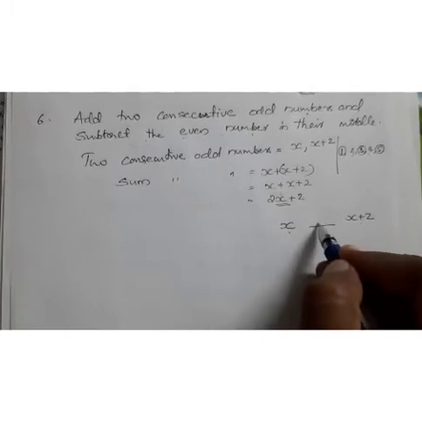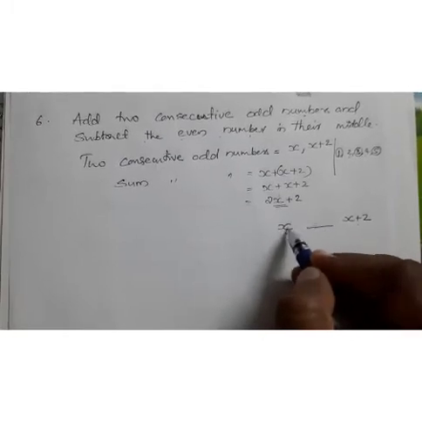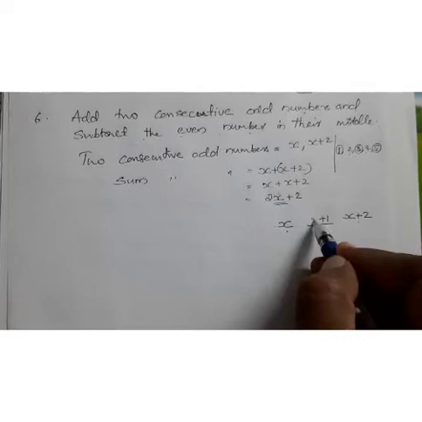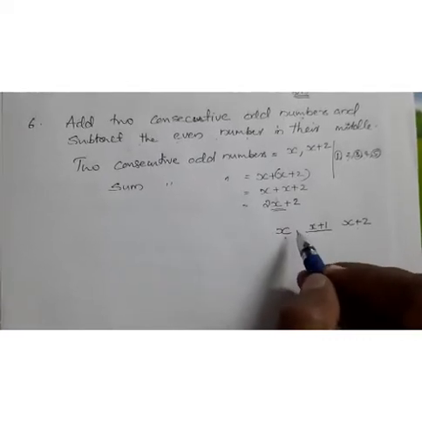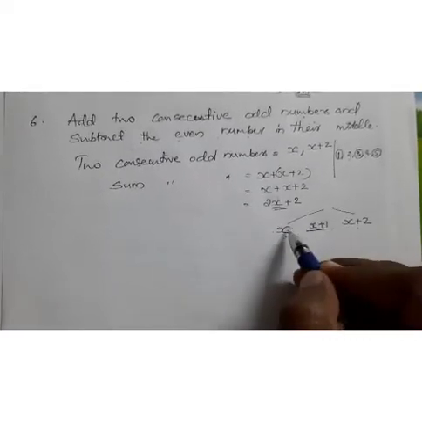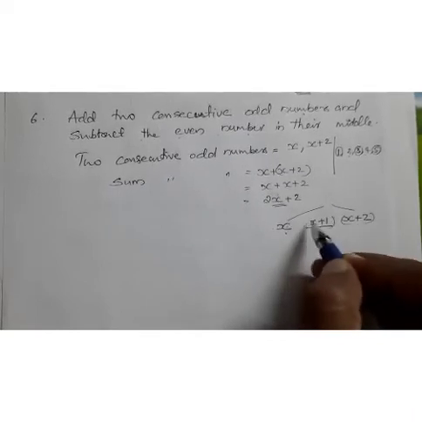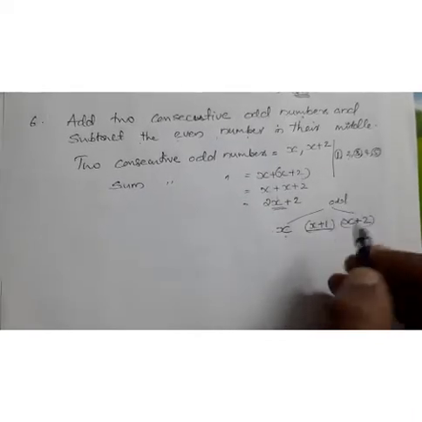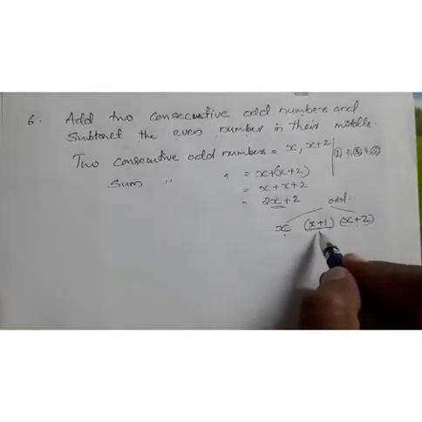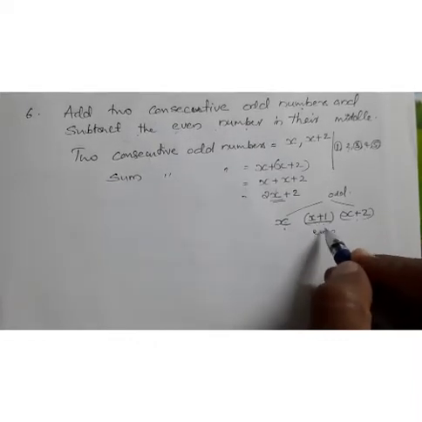These are the two continuous natural numbers, so 1 should be added to this number. These are the two odd numbers: x and x plus 2 are two odd numbers. And you have to subtract the even number in the middle.